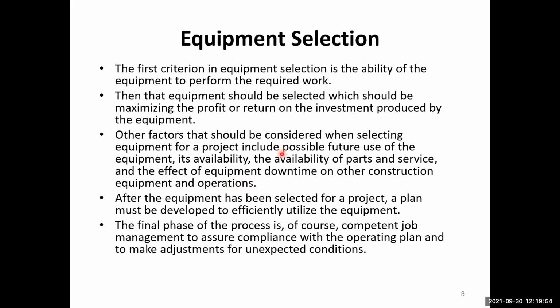Okay. So what are its needs? What's the availability? And on the other hand, the availability of the parts and services. This availability of the parts and services we have also discussed in our last topic, which I recorded in the equipment maintenance chapter as well.